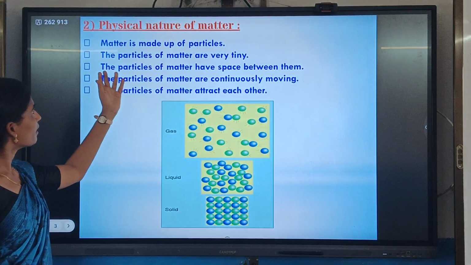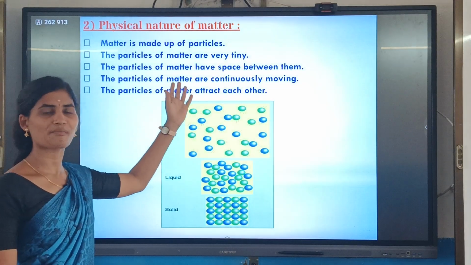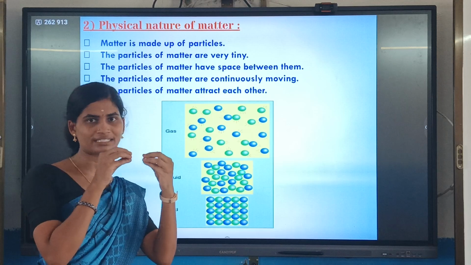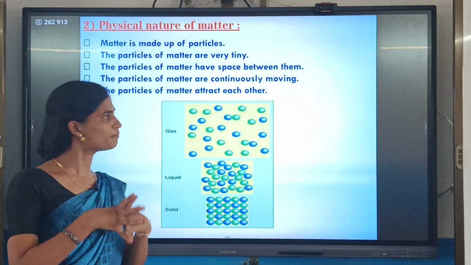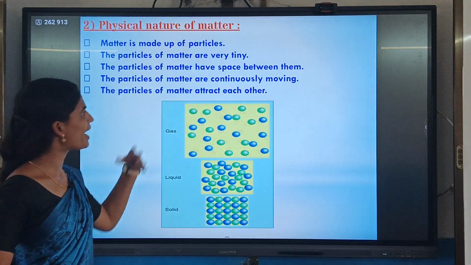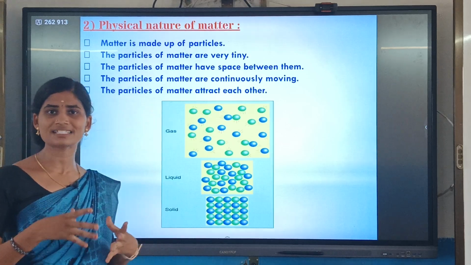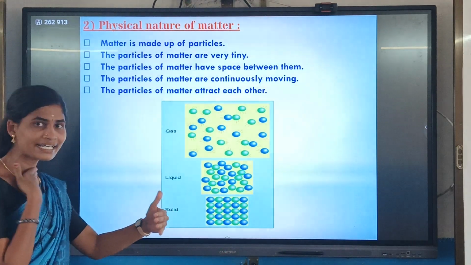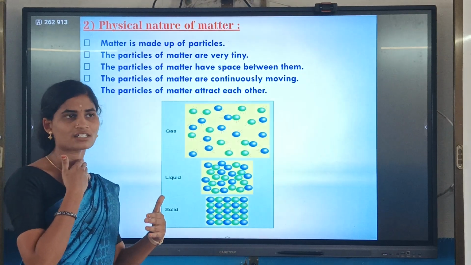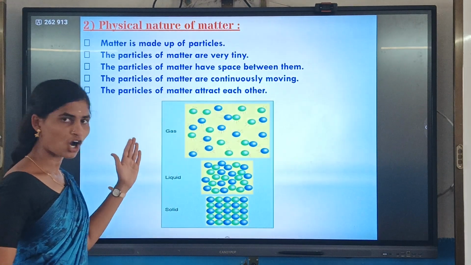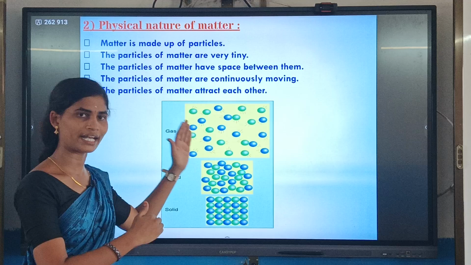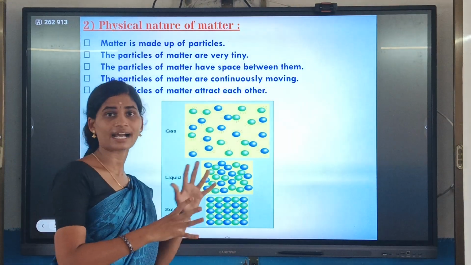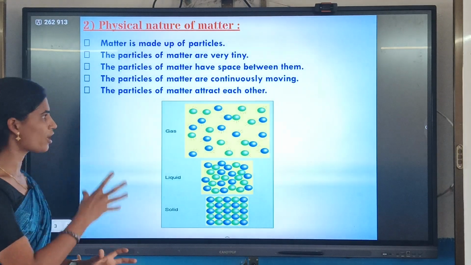That is the third physical nature of matter: the particles of matter have space between them. For a solid it is less, for a liquid there is some space, and in a gas the particles are randomly moving. And then the particles of matter are continuously moving. That is their kinetic energy. It is in increasing order. For a solid, the kinetic energy is low. For a liquid, it is a little more. For a gas, the kinetic energy is more than solids and liquids.